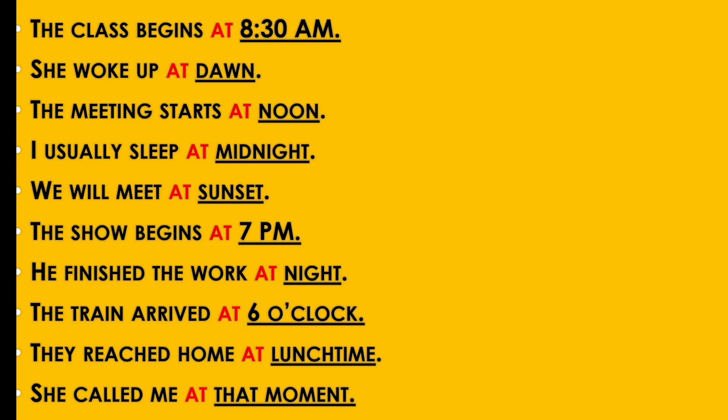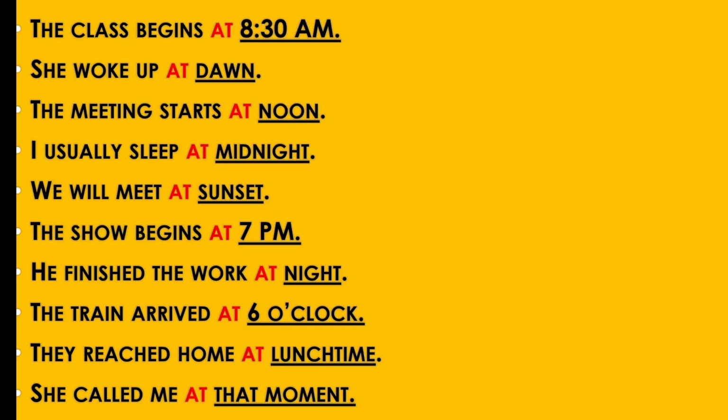Noon means exactly 12 o'clock daytime. Midnight means exactly 12 o'clock night time. Sunset means the exact time at which the sun sets. That is why sunset is an exact time. 7 p.m., we already know this is an exact time. 6 o'clock is an exact time. Lunchtime, everybody knows this is an exact time. And that moment means a specific moment. For example, marriage time, when the marriage exactly starts at 12:30. So in these cases, whenever we are talking about exact time, we have to use at.